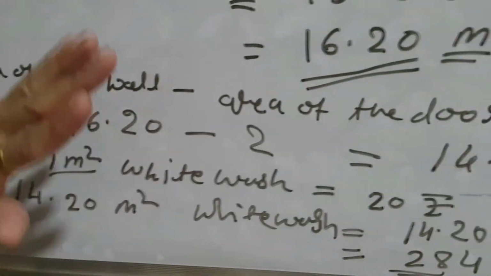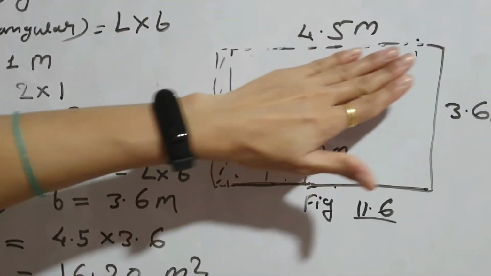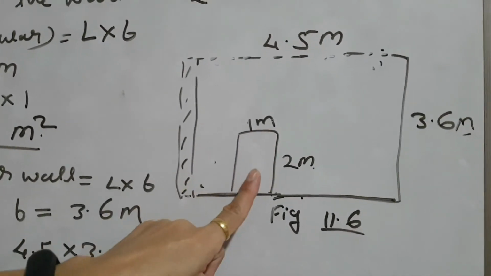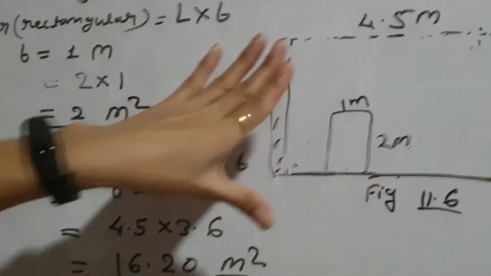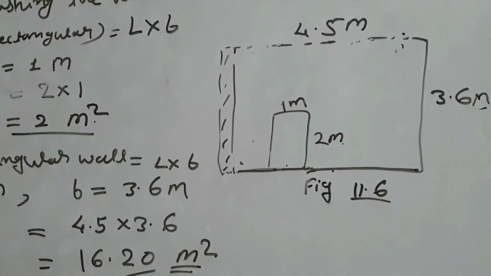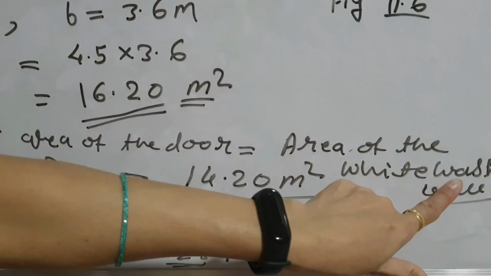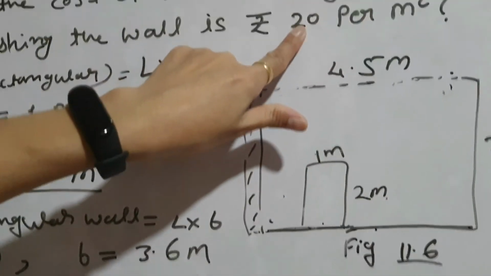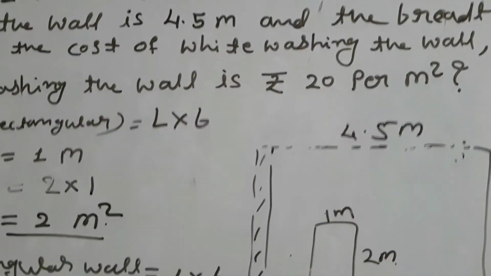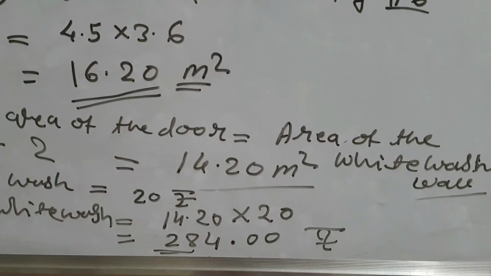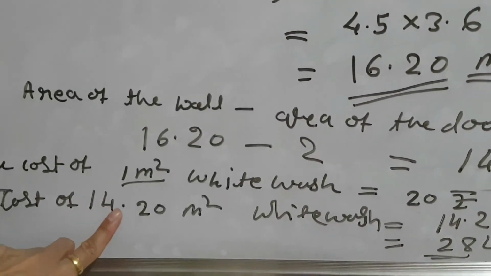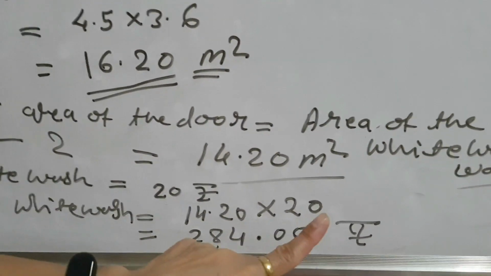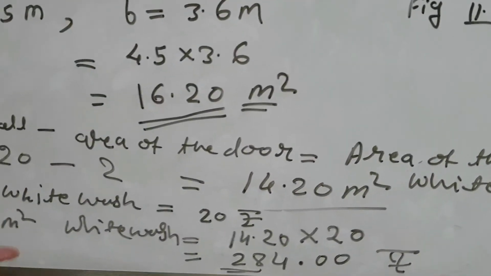Once again, for this complete area of the wall, we have to subtract the door area from the complete area of the wall. Then we will get the whitewashing area of the wall. And the per square meter rate is 20 rupees. Then it will be multiplied by this 14.20 square meter. Then you will get 284 rupees for the whitewash.